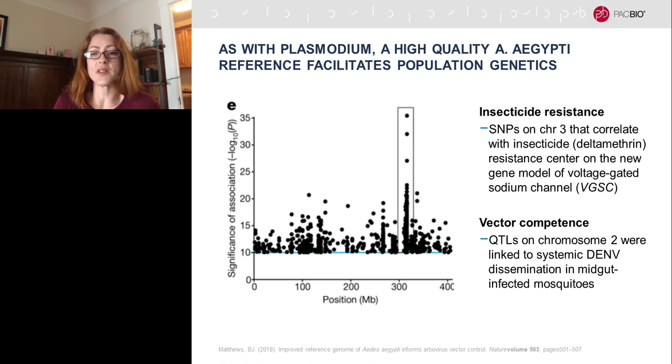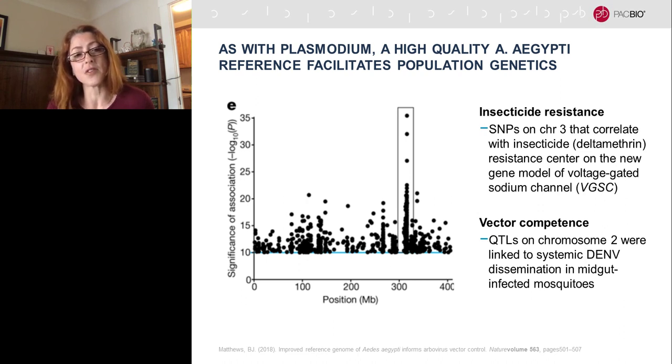And these SNPs center on a new improved gene model of the voltage-gated sodium channel gene, VGSC, right? In the old reference, this gene was not well assembled. So while you could see that parts of this genome were under selective pressure, it was impossible to know that all of those SNPs actually located to that specific gene.